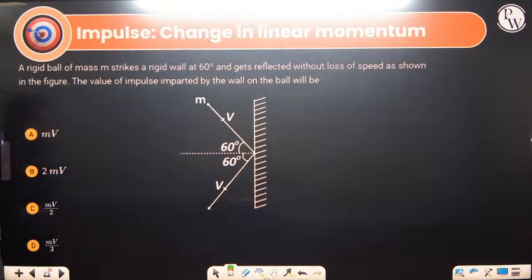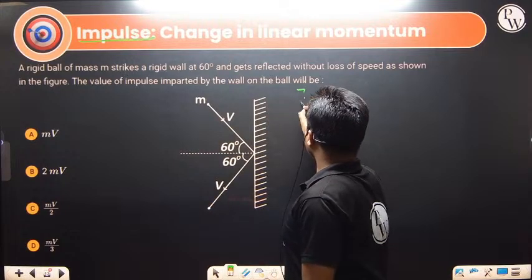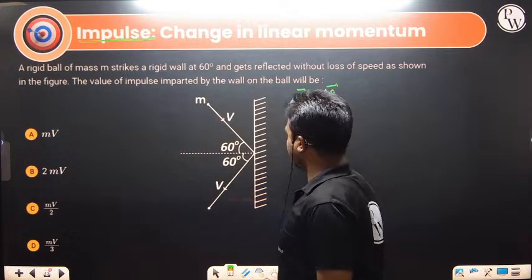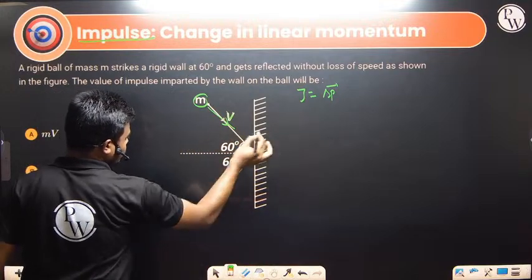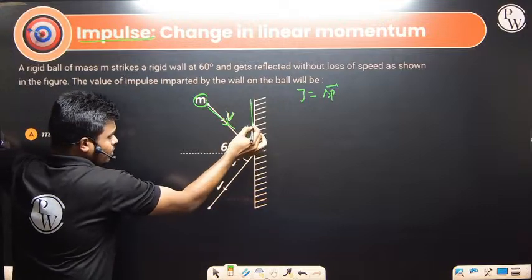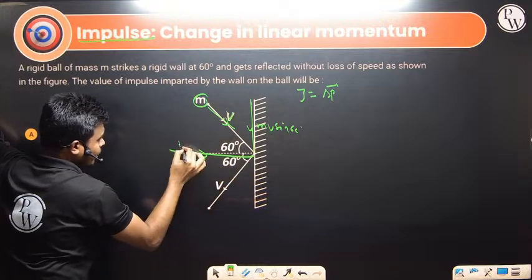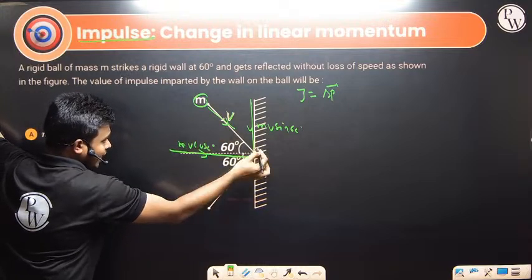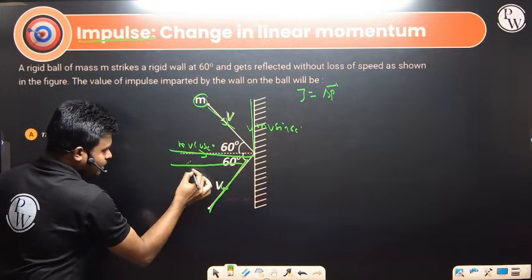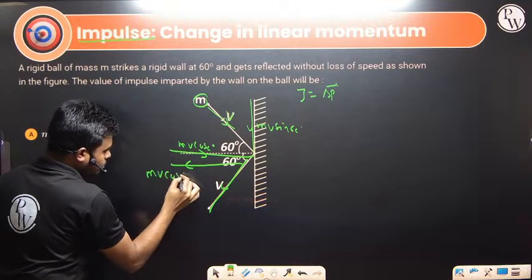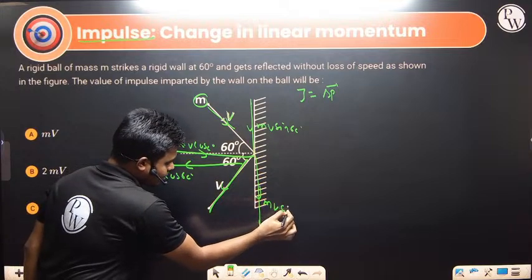So here the question is coming from the impulse. And what is impulse? Change in linear momentum. So impulse is defined as, J is defined as change in linear momentum. So if you see one particular question over here, mass is coming with velocity v. If we take the component, so this side component will be given by mv sine 60, and this side component will be given by mv cos 60. Now mv sine 60, mv cos 60, and the ball is going this way. In this case, the component will be going this side, that is mv again cos 60. If we take the component this side, and this side if I take the component, that is mv sine 60.